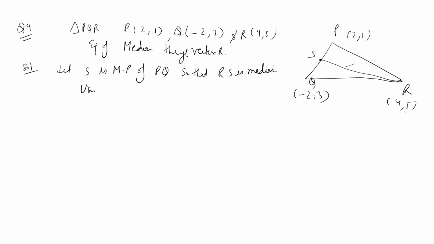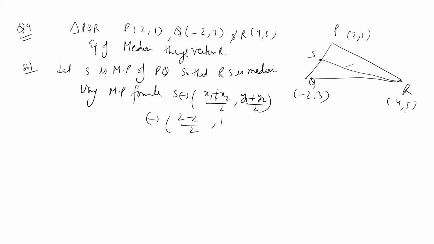So using the midpoint formula, it is very simple. I will calculate the coordinates of S. So the coordinates of S will be x1 plus x2 upon 2, y1 plus y2 upon 2. So this becomes 2 minus 2 upon 2 and 1 plus 3 upon 2. So I think the coordinates are 0 and 2.